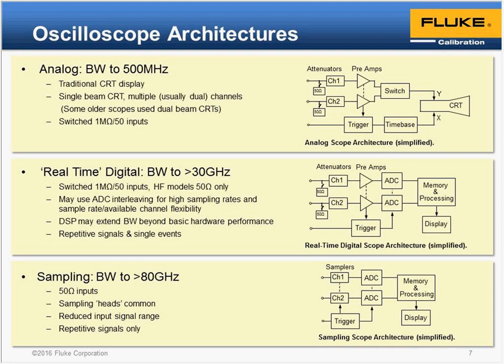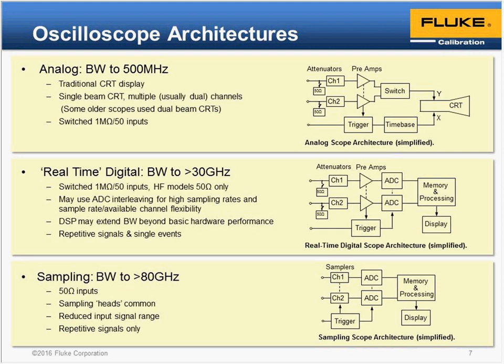That's the majority of scopes we see these days, even going up to in the region of 30 gigahertz and above. Now, many of these scopes in the lower frequency ranges will have 1 megohm and 50 ohm inputs, but the higher frequency models will only have a 50 ohm input. That's necessary to achieve the higher frequency performance. Their architecture is quite different.